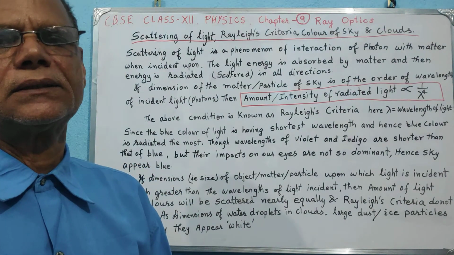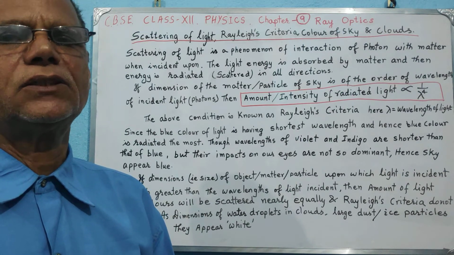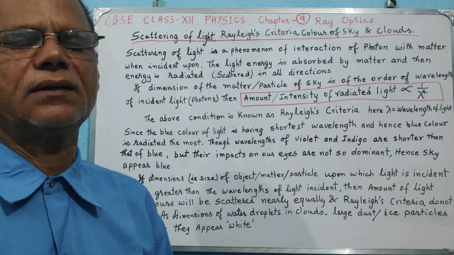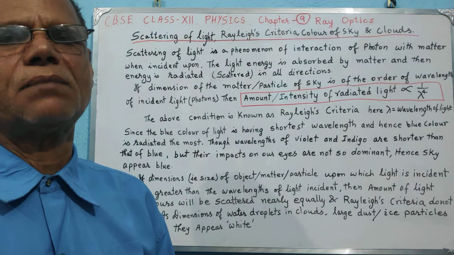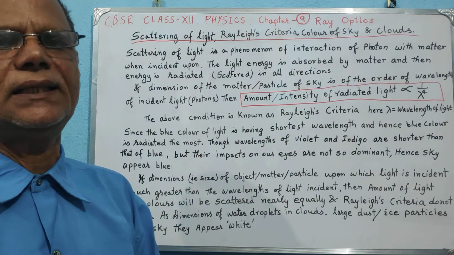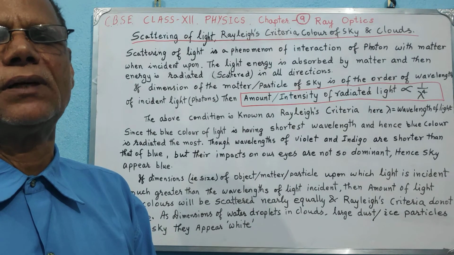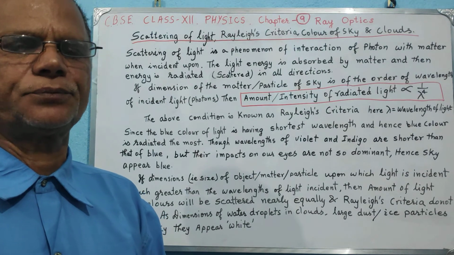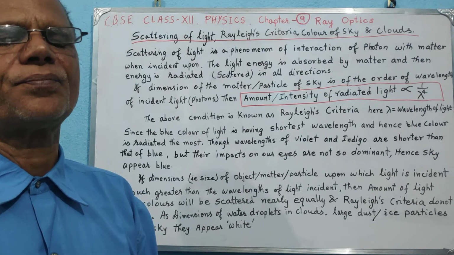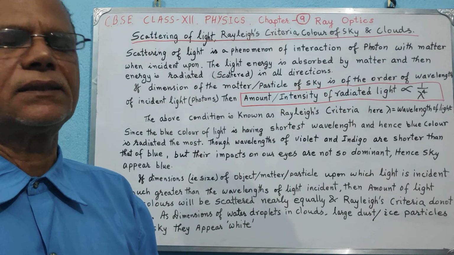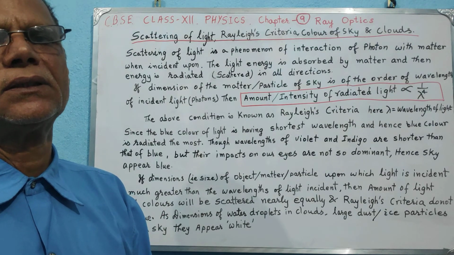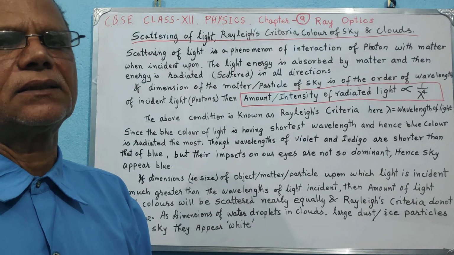But if the size of the particle on which the light is incident is not of the order of the wavelength of light incident, that means their size is big as compared to the wavelength of light incident, then Rayleigh's criterion is not satisfied, and in this case the scattering is done nearly equally for all the colors of light, irrespective of their wavelength values, and therefore the clouds appear to be white, and ice particles and large dust particles also appear white. That is the reason why clouds appear white while the sky appears blue.